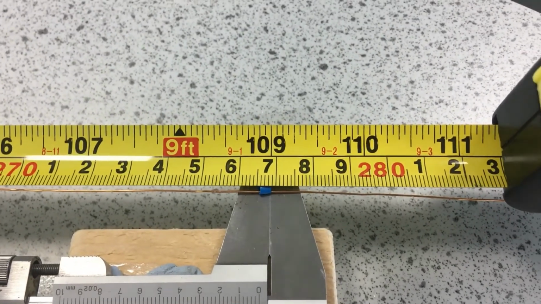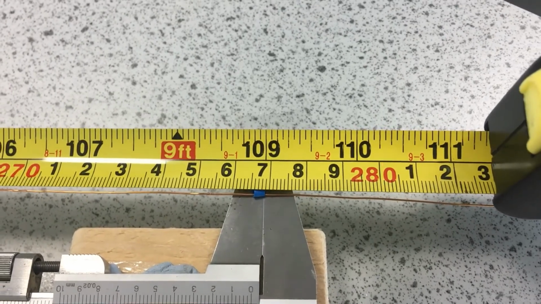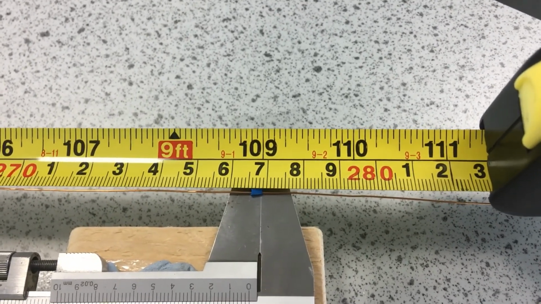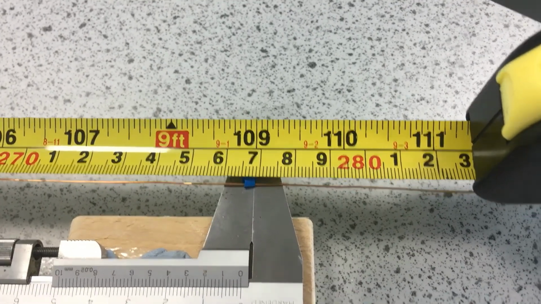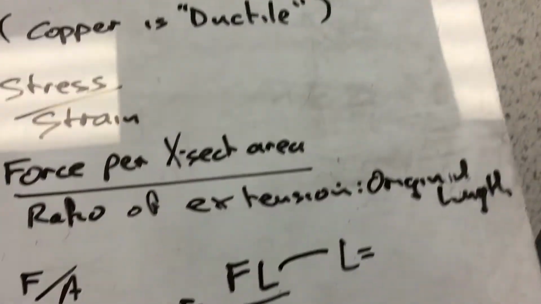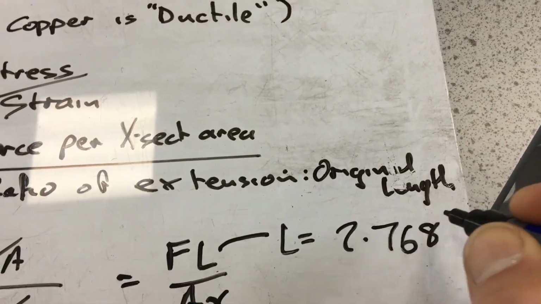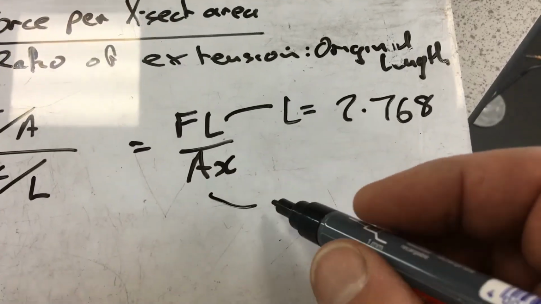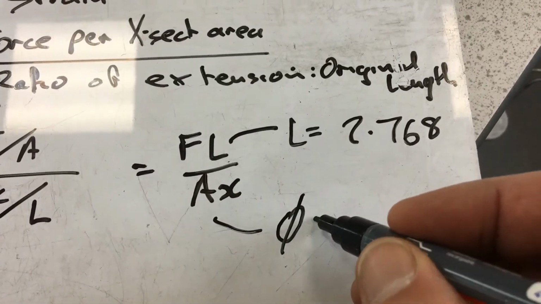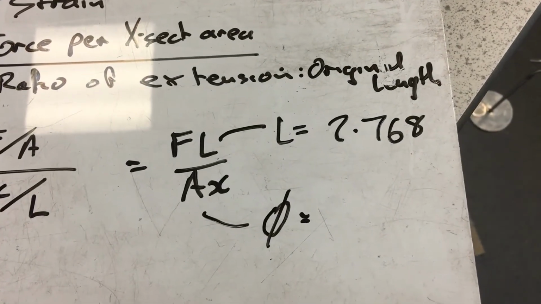Okay, so 2768. And what we'll do is we need that in meters. All of our units need to be in meters. Okay, so 2.768. I'll add it onto here. 2.768, and the other thing that's fixed is going to be our cross-sectional area, so we need the diameter, okay, and from that we can get that into meters squared.